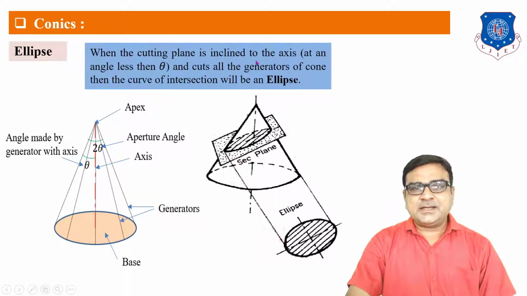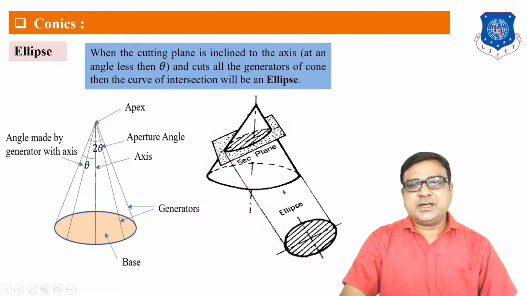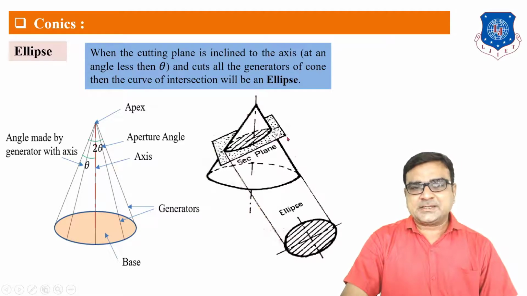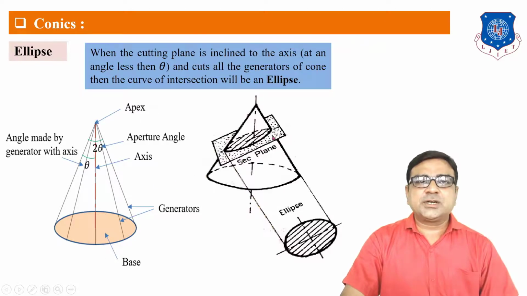When the cutting plane is inclined to the axis at an angle and it cuts all the generators of the cone, then the curve of intersection will be an ellipse. So here the cutting plane is inclined to the axis and the angle of this cutting plane is greater than theta angle. Then the true shape of section obtained is an ellipse.